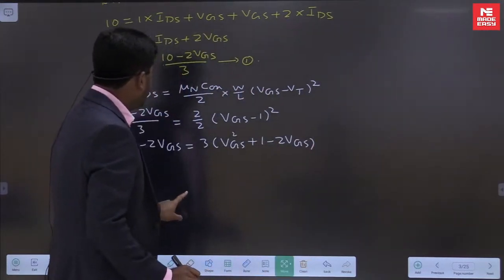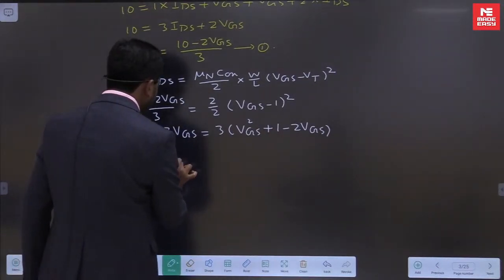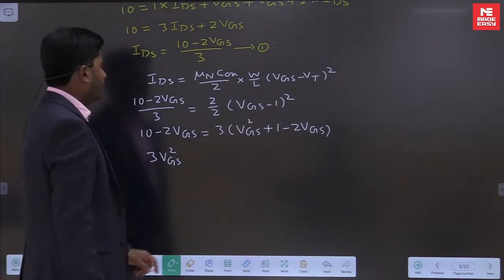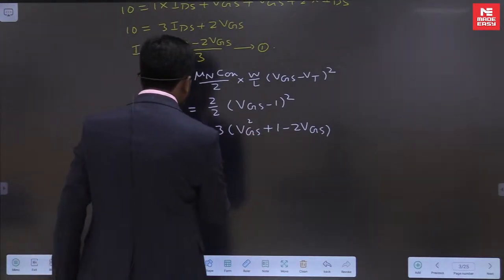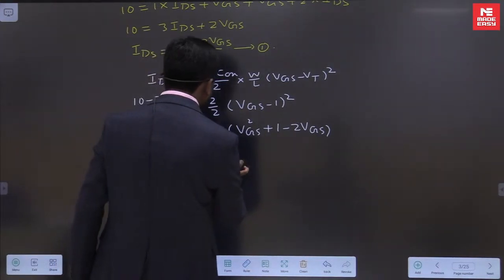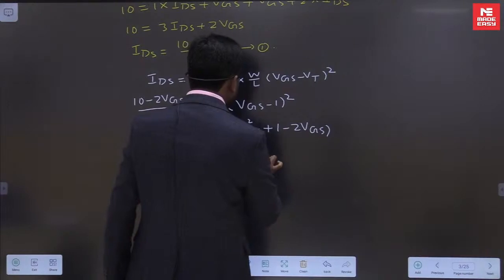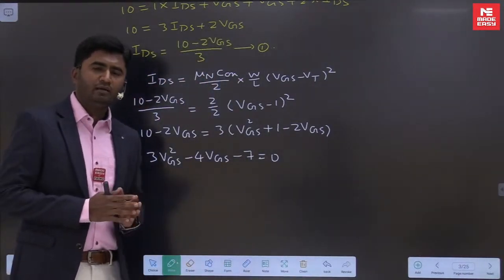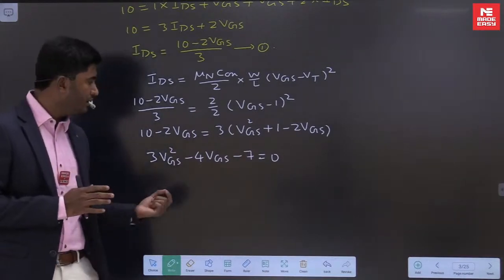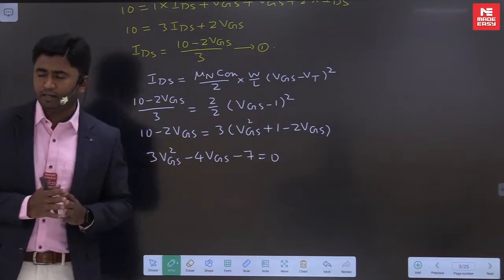Now if you rearrange this expression, it will become 3 VGS square, and then minus 6 VGS plus 2 VGS, it will become minus 4 VGS. Then 3 minus 10, it will be minus 7 is equal to 0. And I hope everybody is getting the same quadratic. Please solve this quadratic and tell me what are the values of VGS from this quadratic.